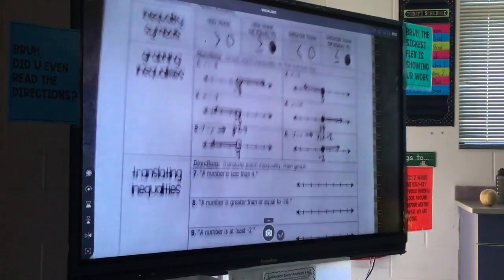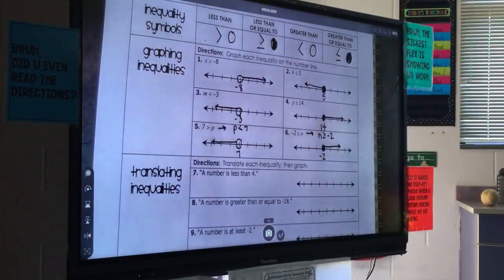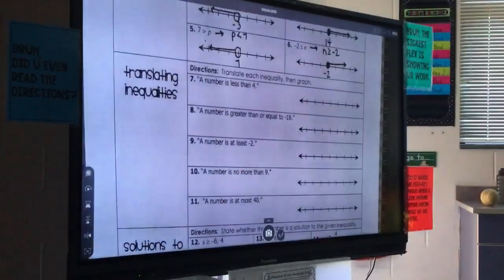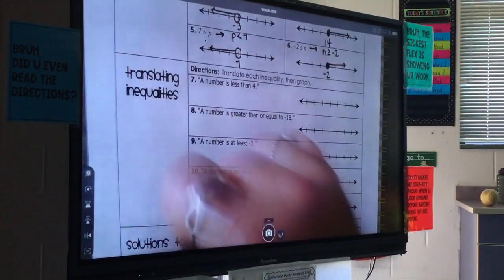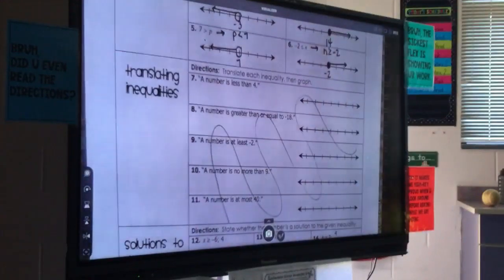All right, we are not worried about translating expressions right now. It's not going to be on your test. It's not going to be on the benchmark. So you don't need to worry about the translating part. Just don't make a big deal, just cross through it. Don't worry about it.